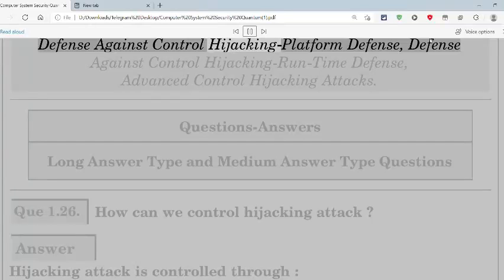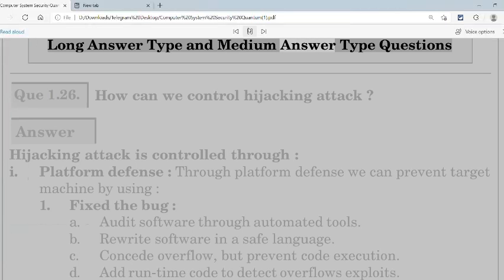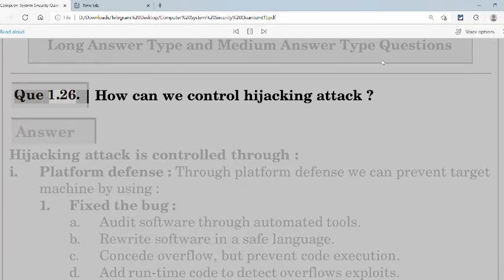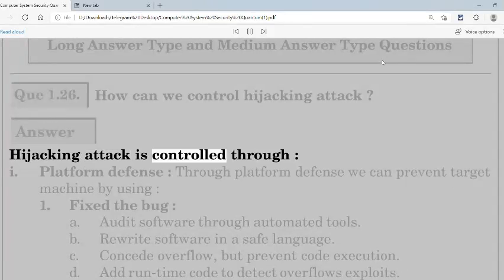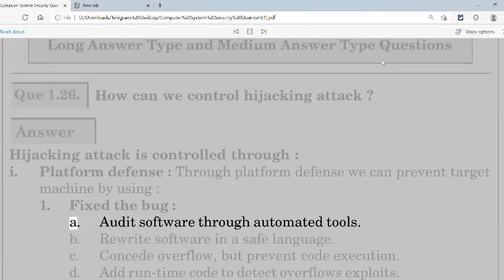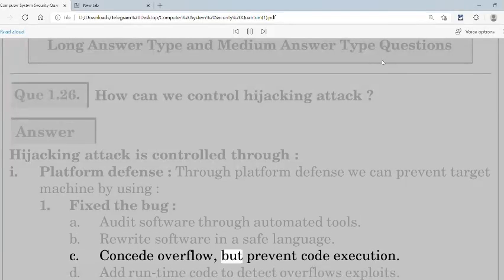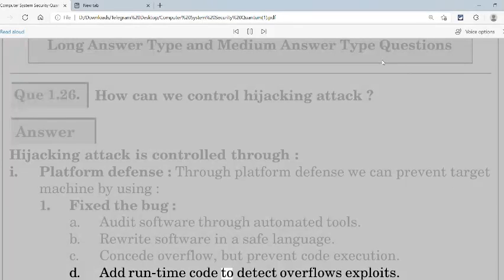Defense against control hijacking: platform defense, runtime defense, advanced control hijacking attacks. K1.26. How can we control hijacking attack? Answer. Hijacking attack is controlled through platform defense. Through platform defense, we can prevent attack on the target machine by using 1. Fix the bug. A. Audit software through automated tools. B. Rewrite software in a safe language. C. Concede overflow, but prevent code execution. D. Add runtime code to detect overflow exploits.